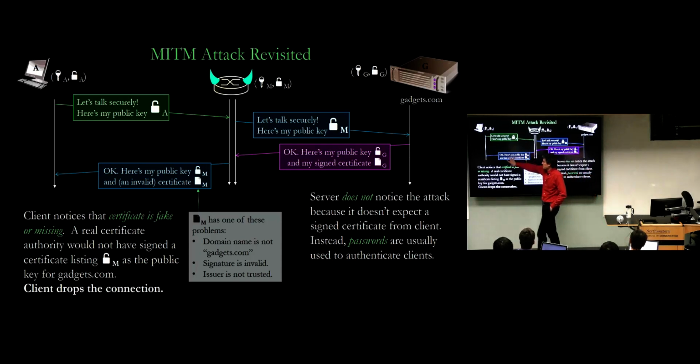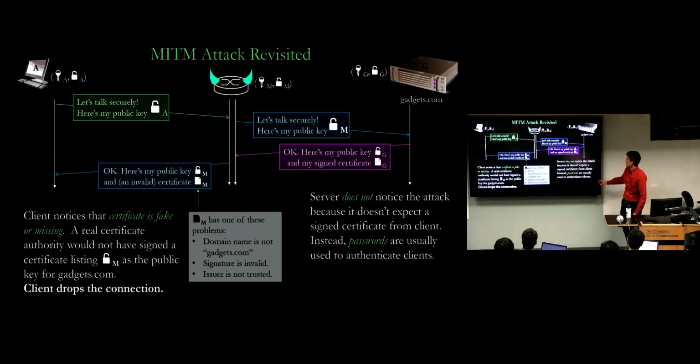This is going to be passed back to the client, and the client, if it's implemented correctly, will check this certificate and notice that one of these three problems exists. And you'll see the certificate's fake, or maybe the certificate's missing, but in either case, the client should stop the connection. Should drop the connection, right? That makes sense?